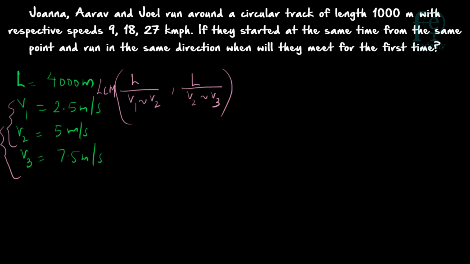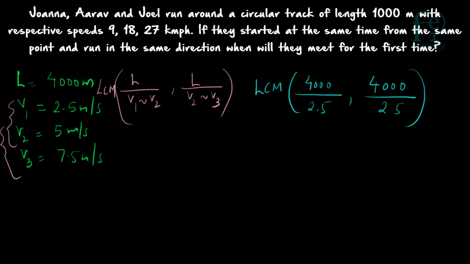So simply you can remember, for 2 persons, you have to take the formula and take the LCM. So LCM of L divided by V1 minus V2 and L divided by V2 minus V3, or difference. It is not exactly minus, it is bigger quantity minus smaller quantity. So here what will come? LCM of 4000 divided by 5 minus 2.5, which is 2.5. And other one also 4000 divided by 7.5 minus 5, which will give you 2.5.